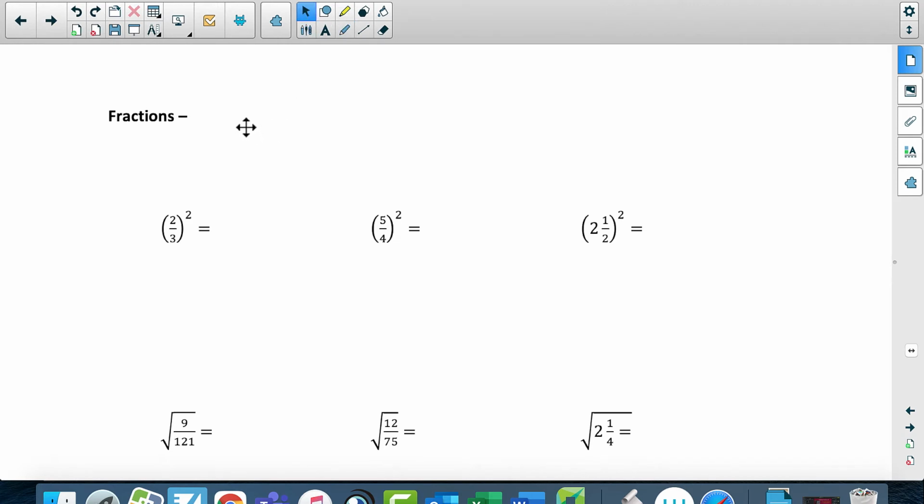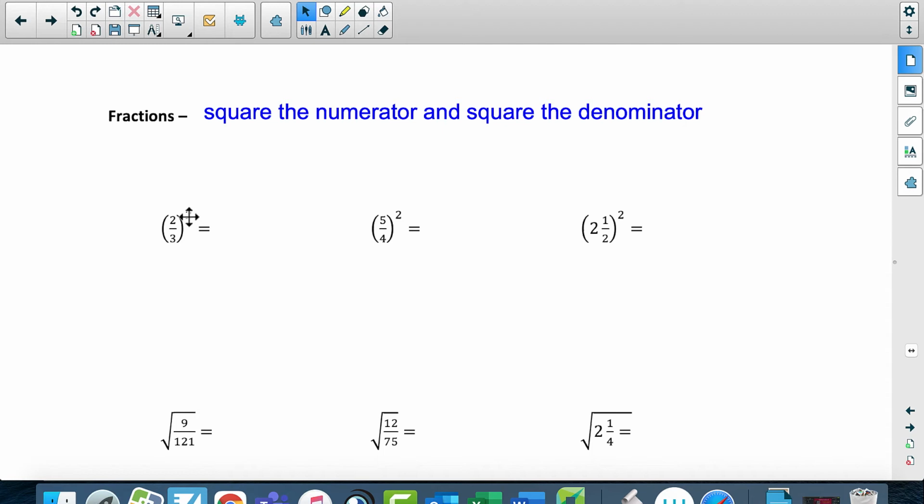First of all, fractions, right? We're going to square some fractions. We're going to take the square root of some fractions. Looks scary, right? It's not. You know why? You just square the numerator, and square the denominator. So if you have 2/3 squared, the whole thing squared, basically all you do is square the numerator, 2 squared, and square the denominator, 3 squared.